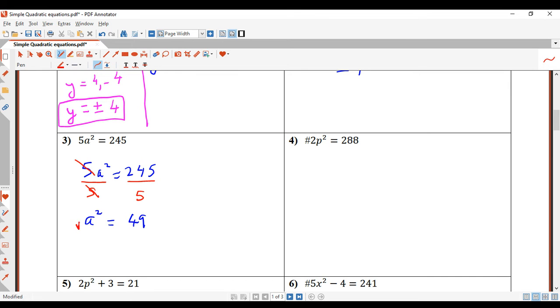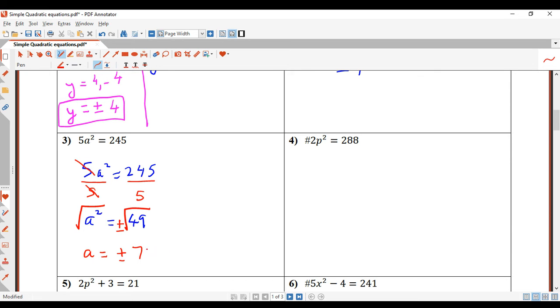So we're going to square root, and don't forget to put the plus or minus because there's two answers, remember? And then that's going to give us a equals plus or minus 7.